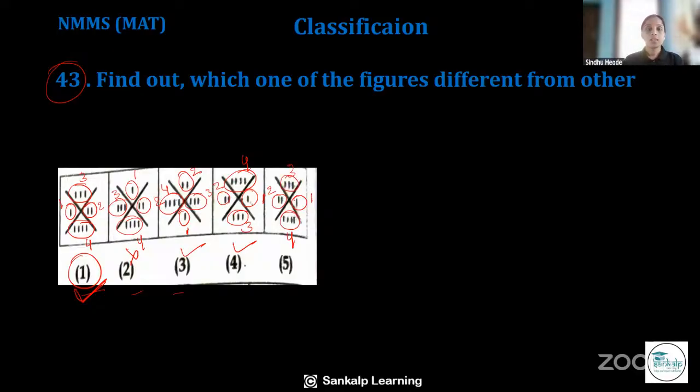So in all of these, the small straight lines increase by 1 when they face the opposite side. But only image 2 is different from the rest. So our correct answer is image 2. It does not follow the straight line increasing pattern. So the correct answer is option 2.